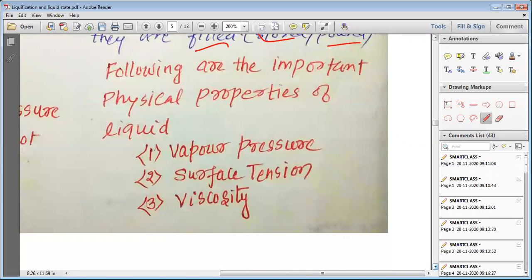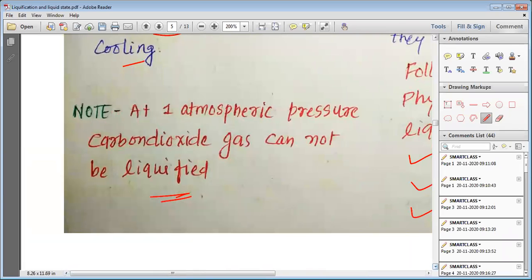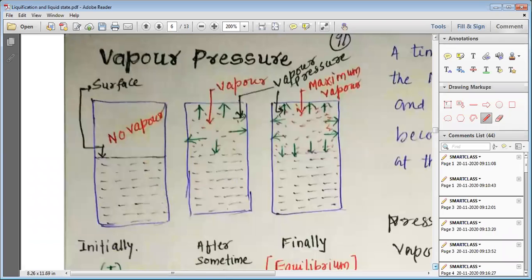The following are the important physical properties of liquid. First is vapor pressure, another is surface tension, and the third one is viscosity. My dear students, these three properties of liquid we are going to study in detail in this chapter. So first we want to study vapor pressure. I hope, my dear students, you have this figure on your screen.